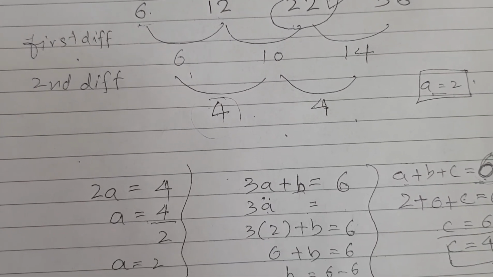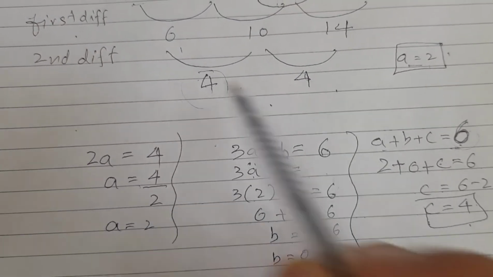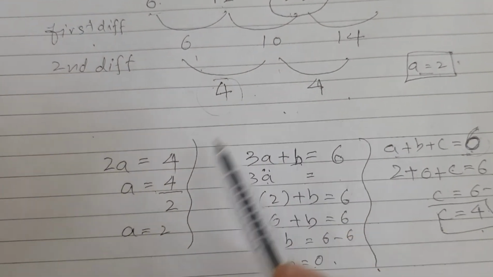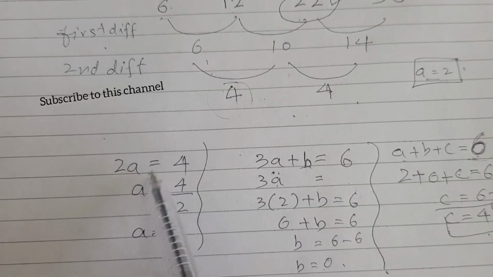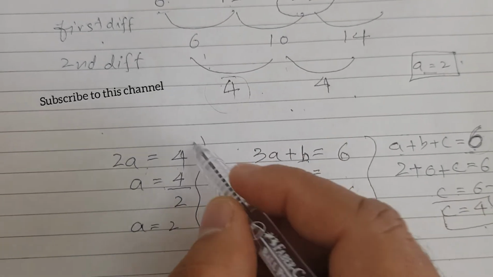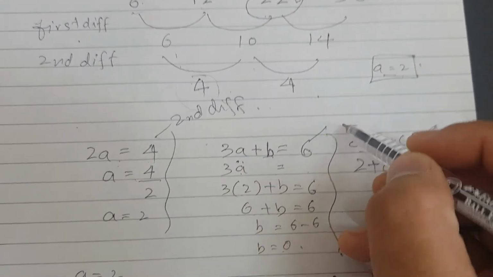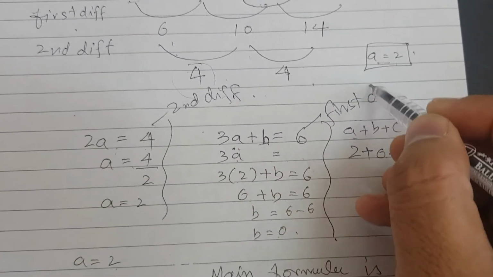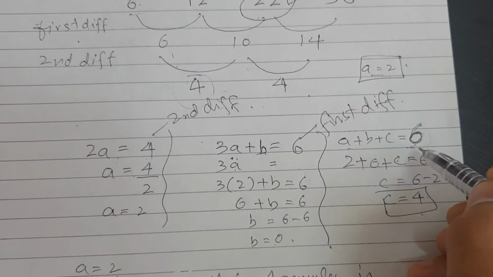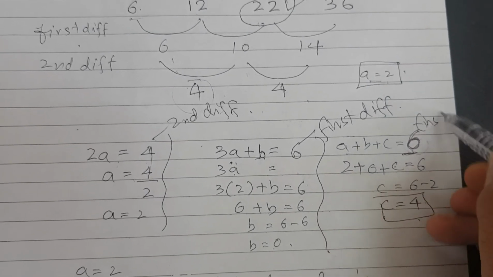So this is how you can find the solution of a quadratic sequence in a very easy and simple manner. Remember the differences: second difference, first difference, then 2a is equal to 4, 3a plus b is equal to 6. It's my second difference. This is my first difference, and 6 will be my term 1, the first term value.